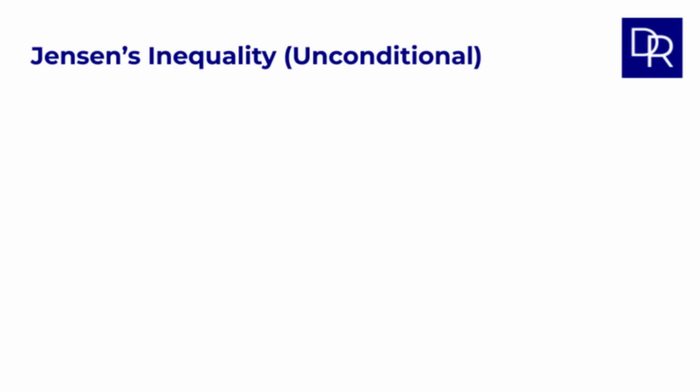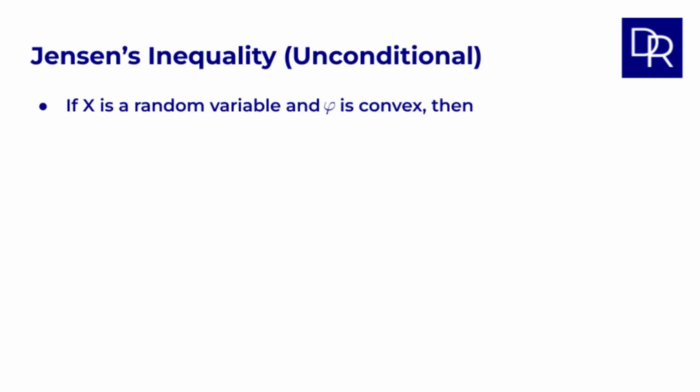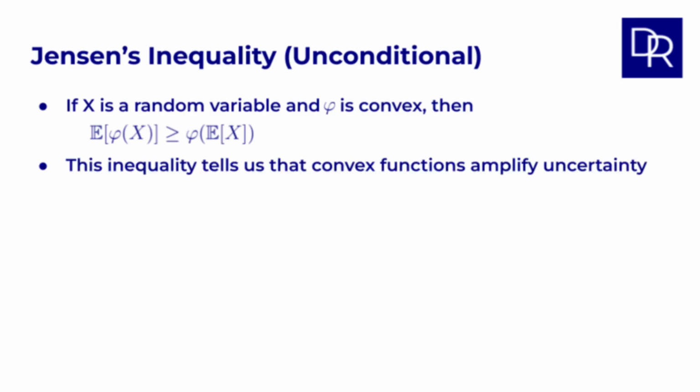The final property is Jensen's inequality. We'll look at the unconditional case first. This says if x is a random variable and phi is a convex function, then the expectation of phi of x is greater than or equal to phi of the expectation of x. This inequality tells us that convex functions amplify uncertainty.